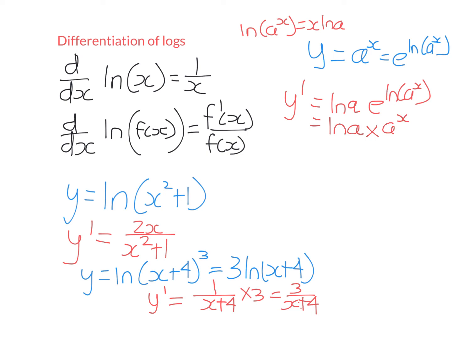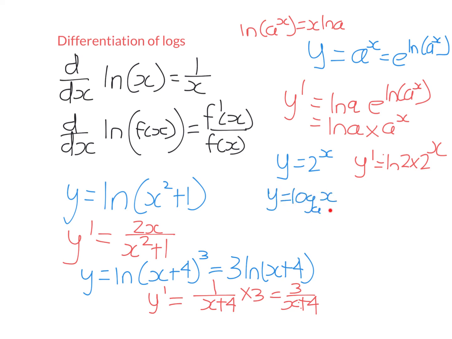So for example, if I had y equals 2 to the power of x, its derivative is just ln 2 times 2 to the power of x. Predictably, the derivative of 5 to the power of x is just natural log of 5 times 5 to the power of x. So how would I differentiate logs with a different base than e?